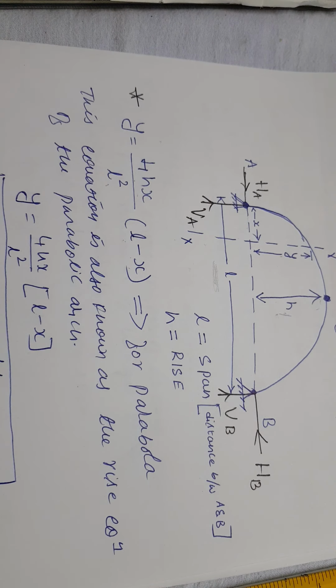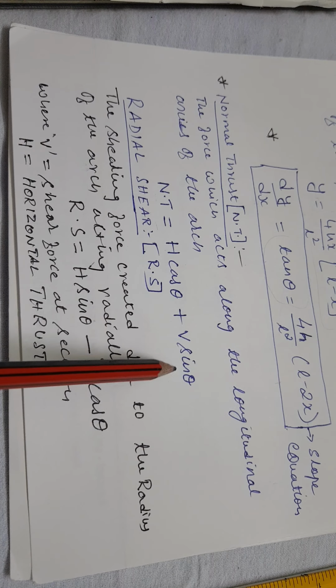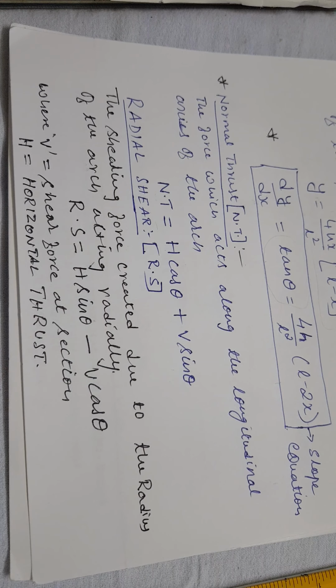And very important, you have another two important topics related to the normal thrust as well as the radial shear. So the normal thrust normally acts along the longitudinal axis. It is represented by N_t, that will be equal to H cos theta plus V sin theta, where H is the horizontal thrust and V is the shear force at a section. I will explain while solving the problems how to calculate H, how to calculate V, and even how to calculate theta.